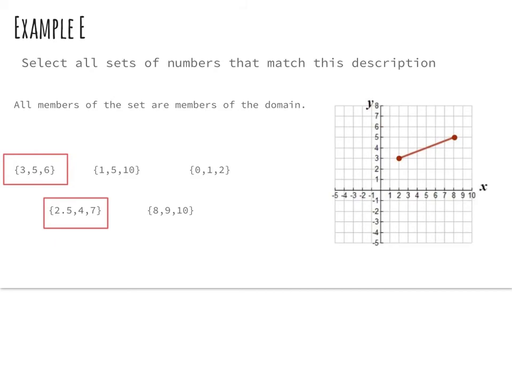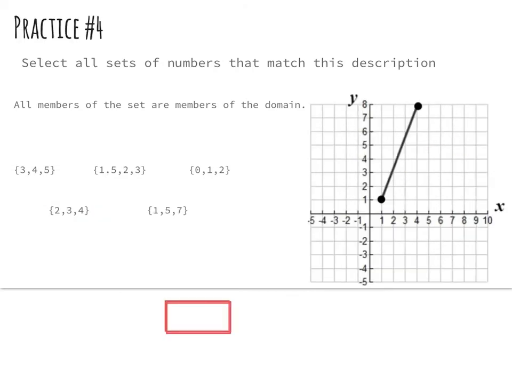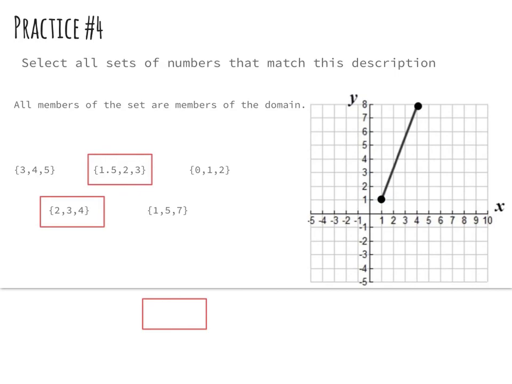Let's try the practice. So this time it says, select all the members that are members of the domain. And this time the line appears to go between 1 and 4. Now yes, the line goes up, but again, we don't care about the range, we only care about the domain. Pause the video now, try this for yourself, then press play again to see if you are right. How did you do? You should have gotten 1.5, 2, and 3, and 2, 3, and 4. All fall within the domain of this graph.